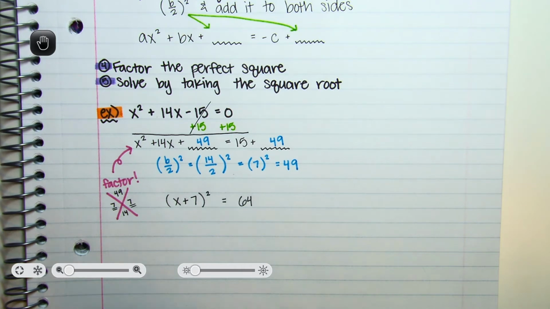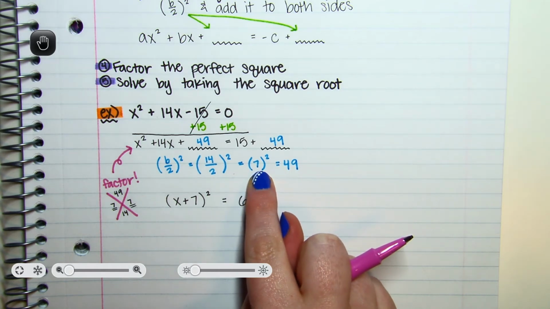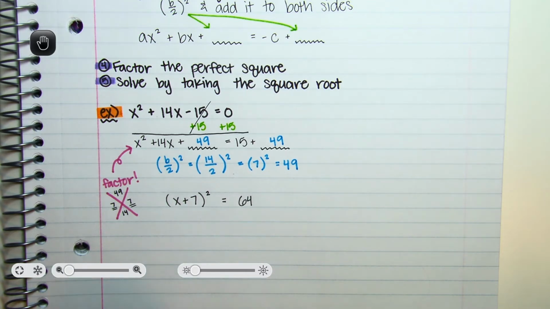I also want to point out too, you may start to see a pattern as we do more of these. Your b divided by 2 term was 7, positive 7, and positive 7 is what goes here. That will be a trend that's going to happen. All right, we've completed step 3 and step 4.